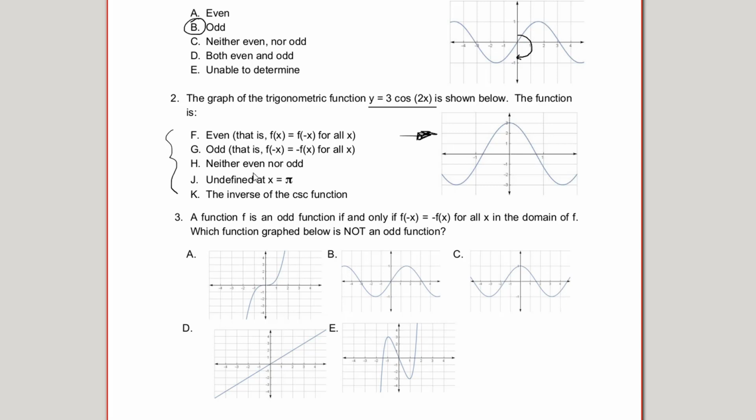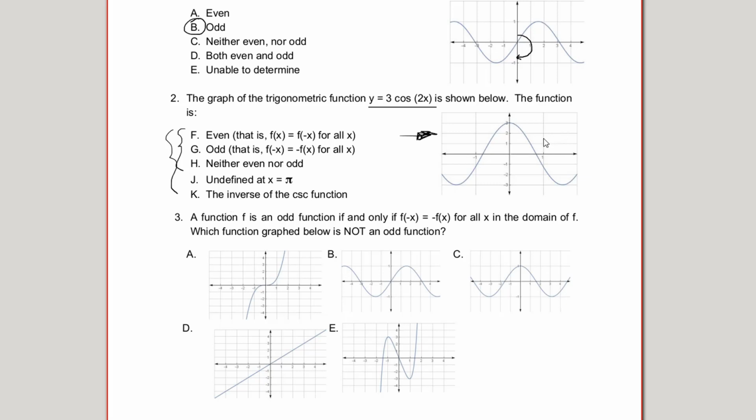The first thing to me that's the easiest to look at is to see if we're talking about being even, odd, or neither even nor odd. And if you really look at these choices, you know that any graph is going to be one of these three. So it means one of these three has to be correct, and that would mean you don't even have to worry about J or K.